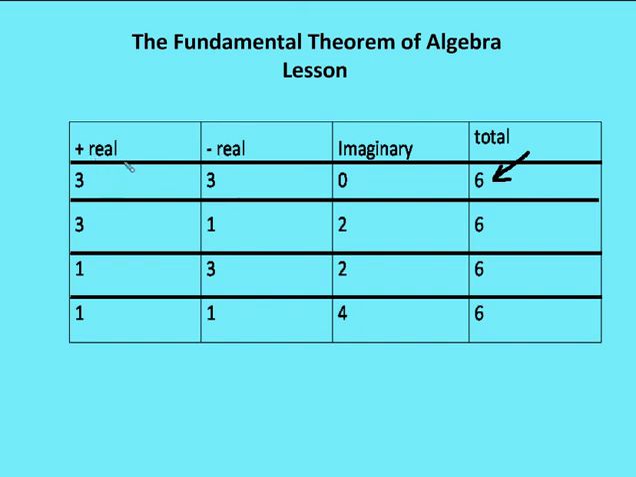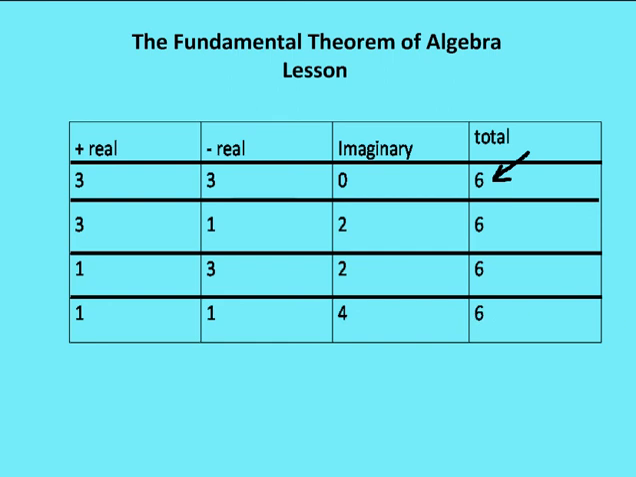If I have 3 positive real and 3 negative real, then I have no imaginary, because I have 6 total solutions. If I have 3 positive real and 1 negative real, then I need to have 2 imaginary solutions to make up the difference to get to that 6. I can also have 1 positive real and 3 negative real, that gives me 4. I still need 2 imaginary. Or I could have 1 positive real and 1 negative real, in which case I'd be left with 4 imaginary numbers to make up the difference to get to 6.